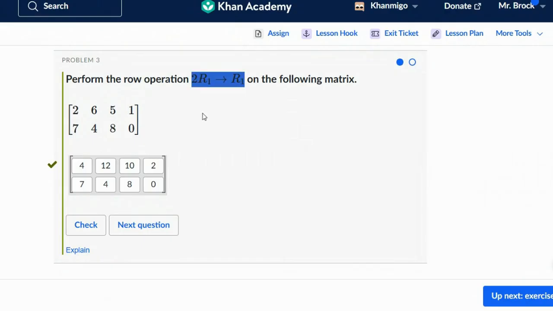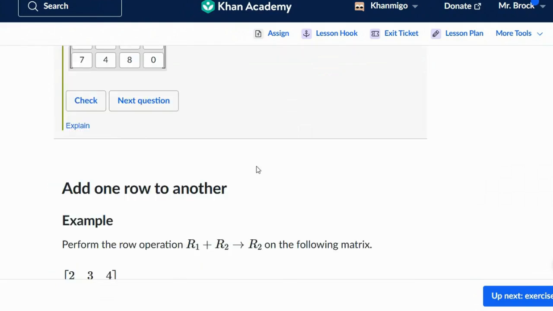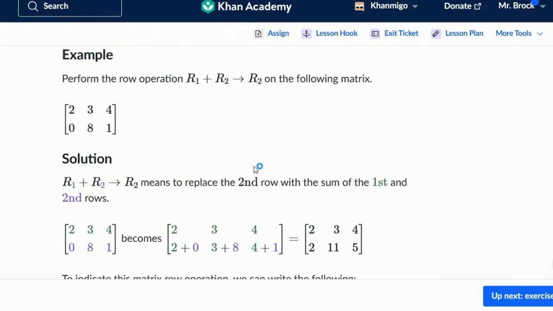2 times the first row changes the first row. Now, it could have said 2 times the first row becomes the new second row, in which case the first row wouldn't change. So pay attention. All right, now we're going to look at this row operation. R1 plus R2 is the new R2. Row 1 plus row 2 is the new row 2.